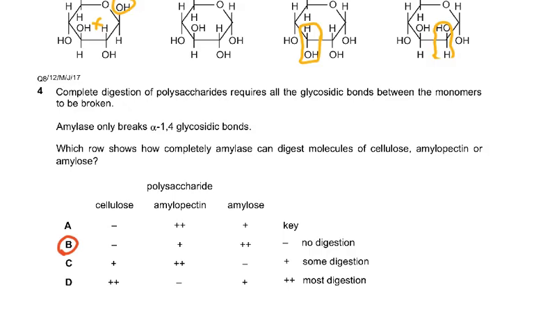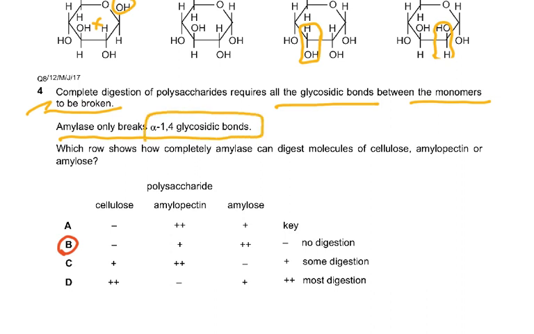Now coming to question number 4. Complete digestion of polysaccharides requires all the glycosidic bonds between the monomers to be broken. Amylase only breaks 1,4, alpha 1,4 bonds. So cellulose cannot be, because this is beta glucose. That is the first thing you've got to understand. So it had to be only A and B. The others were all wrong. Alpha glucose is only in starch and glycogen.